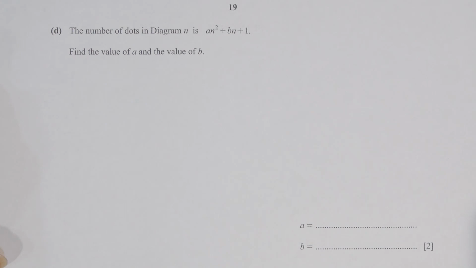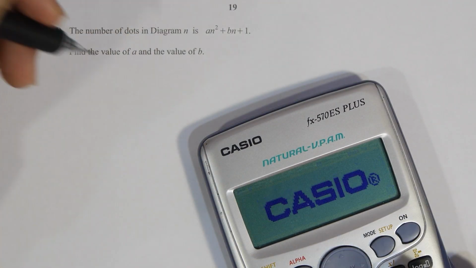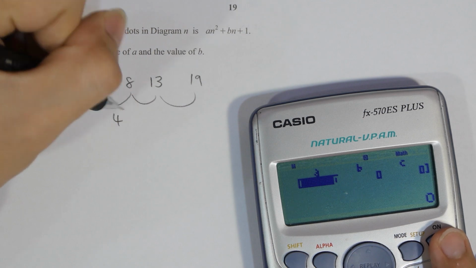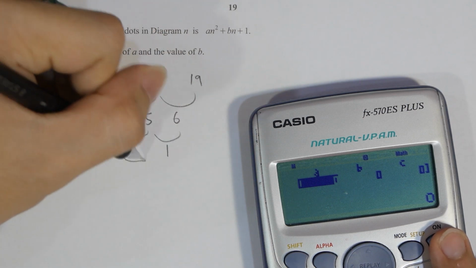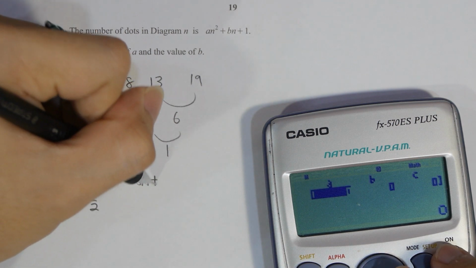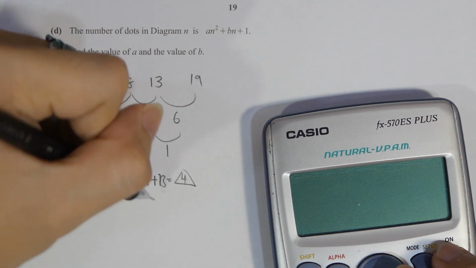D, okay, same thing. Run the calculation for number of dots. Using the same formula again, you will get half n squared plus 5 over 2n plus 1. So A will be half, B will be 5 over 2.